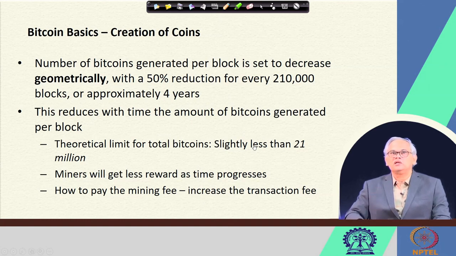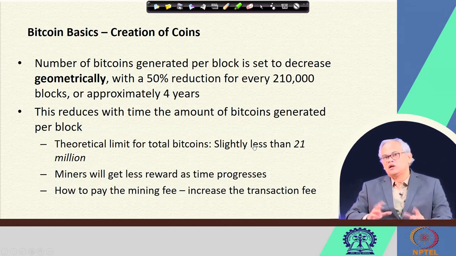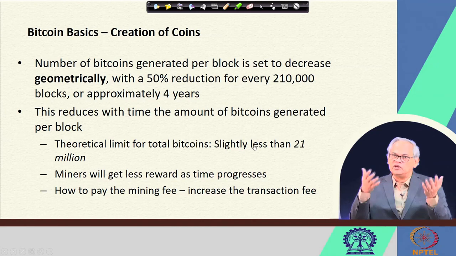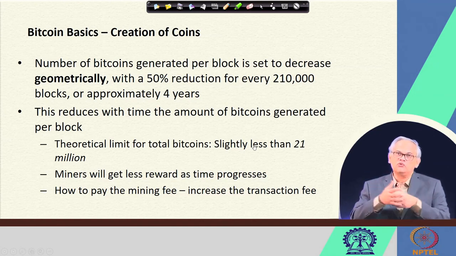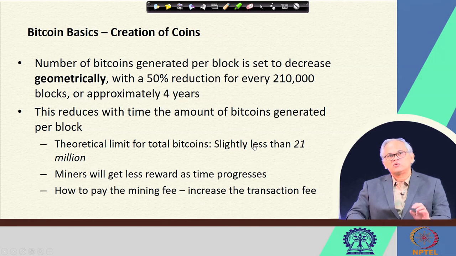As is mentioned here, the number of bitcoins generated per block is said to decrease geometrically, with a 50% reduction for every 210,000 blocks, which takes approximately 4 years. You can roughly calculate based on 10 minutes on average for creating a new block, and for generating 210,000 such blocks, you will take roughly about 4 years. And with time, the amount of bitcoins generated per block will be reduced.